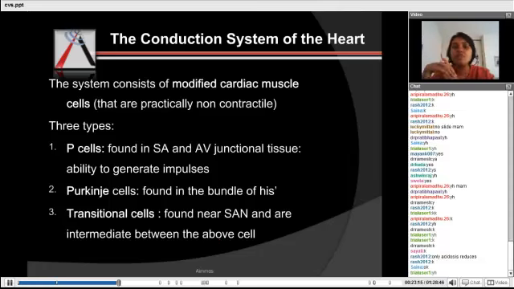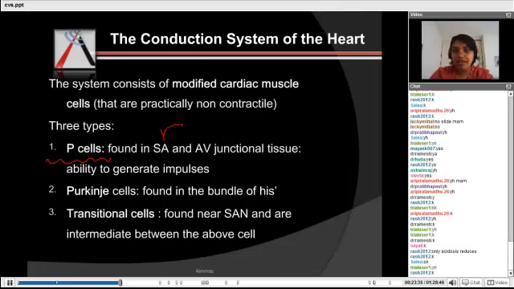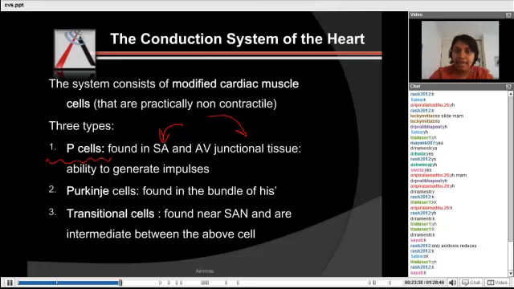When I say conduction system, here we are talking about the modified cardiac muscle cells. They are non-contractile. They have become modified and specialized to conduct the impulses. Now again, these modified cells are of 3 types. One is the P cells, which are found in the SA node and AV junctional tissue.